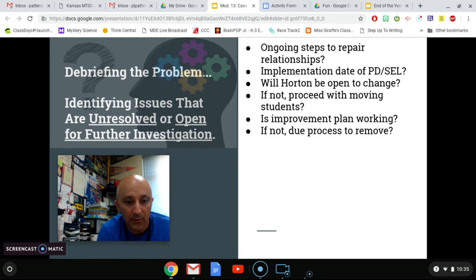Is our improvement plan working? If it is, that's great. If it's not, then we've documented the steps, and we may need to move down to the due process with her at the end of the year to remove her as a teacher.